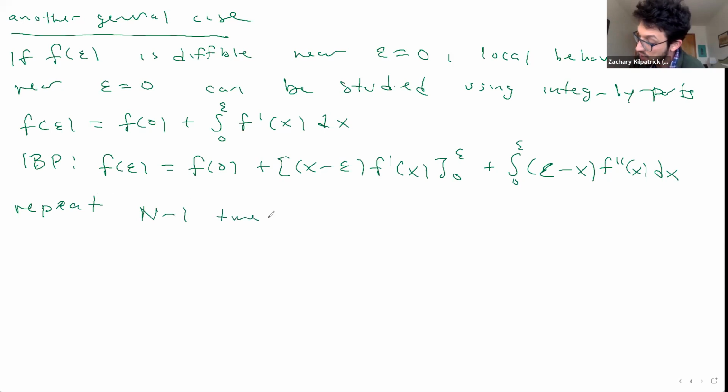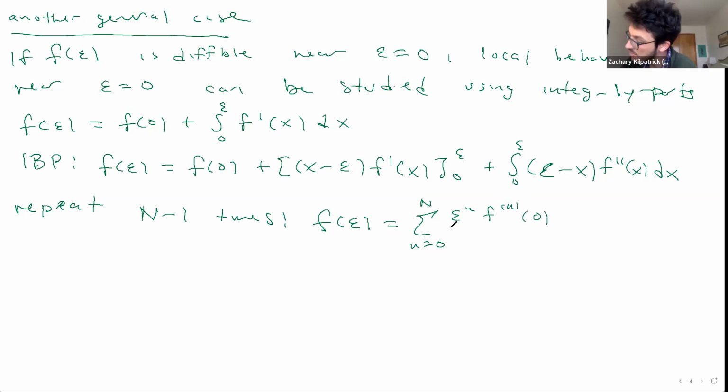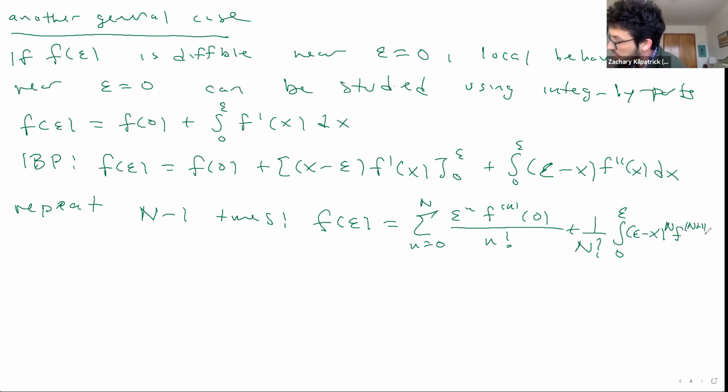So if we repeat this process n minus 1 times, then we get f of epsilon equals the sum from n equals 0 up to n, epsilon to the n, f differentiated n times at 0 divided by n factorial, plus now this remainder term, which is 1 over n factorial, integral from 0 to epsilon, epsilon minus x to the n, f to the n plus 1 derivative of f, okay?